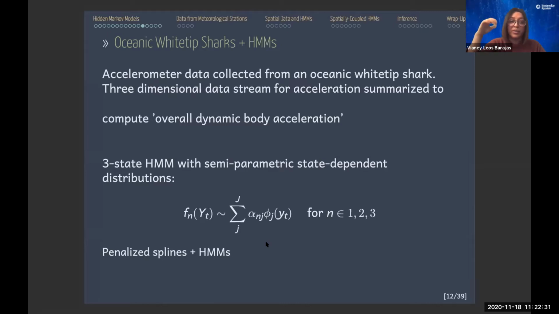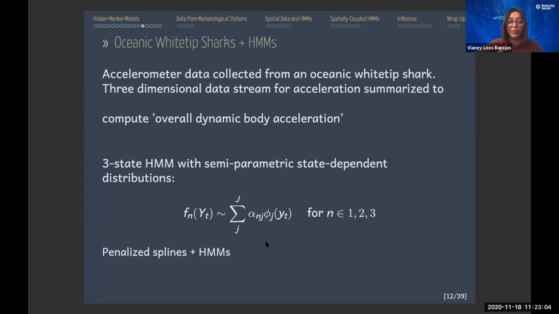We summarize the 3-dimensional data stream for acceleration into overall dynamic body acceleration, which gives us an idea of how much energy the shark is expending. So overall dynamic body acceleration can be used as a proxy for energy expenditure for animals. And the fun thing about an HMM is that it's so flexible. You can define the state-dependent distributions with very flexible forms. So you could do something like a semi-parametric state-dependent distribution.